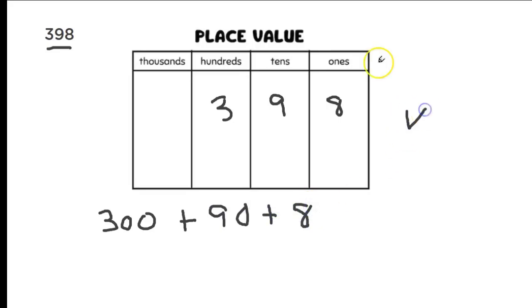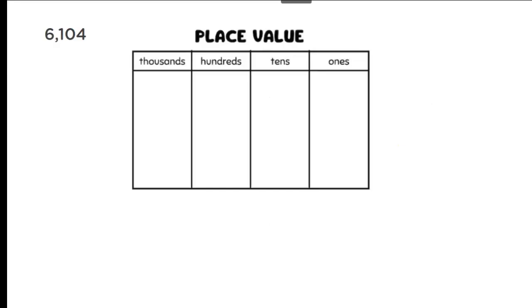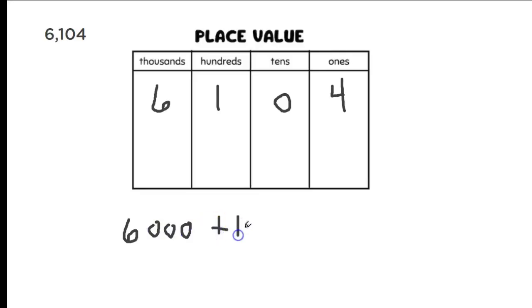Good for you. All right, this one, the number is 6,104. I want you to put it in the place value chart and then write it out in expanded form. 6,104. And then we're going to write it out in expanded form. 6,000 plus 100. I wonder what you did with that 0. Some of you probably thought you needed to put a 0 there, but you don't. In this case, you do not need a placeholder. You just say add 4. 0 has no value. There are no tens. Don't put it in the expanded form.